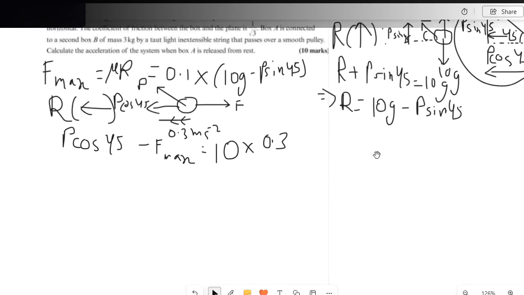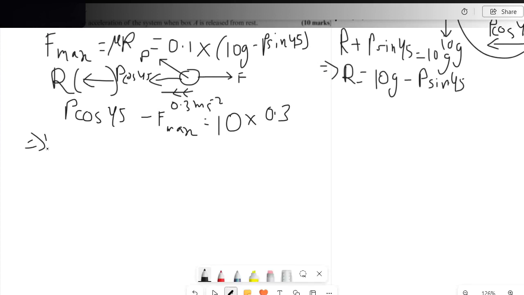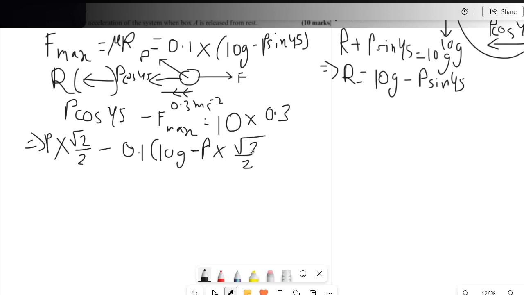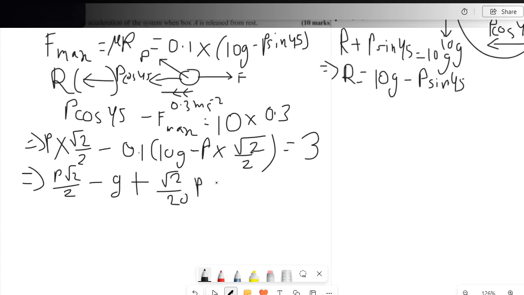And so we can say P cos 45, which is root 2 by 2, minus F max, which is 0.1 multiplied with 10g minus P sin 45, and similarly sin 45 is root 2 by 2, equals 10 multiplied with 0.3, which is 3. And we get P root 2 by 2 minus 0.1 times 10 is 1, so this is simply g, and minus multiplied with minus is plus, so we get 0.1 multiplied with root 2 by 2, which can also be written as root 2 by 20 P, equals 3.